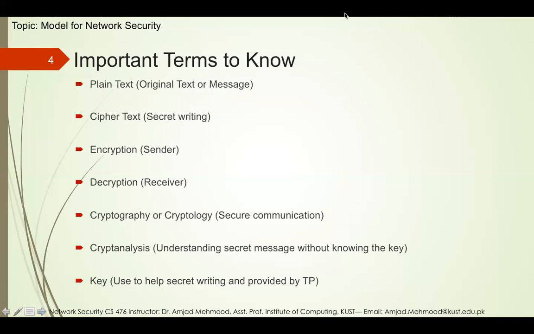Encryption is normally performed by the sender. In the process of encryption, plain text is converted into ciphertext. This is called ciphering as well. Decryption is the reverse process in which ciphertext is converted into plain text, and normally it is performed by the receiver. It is called deciphering.